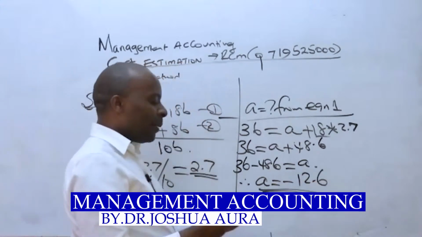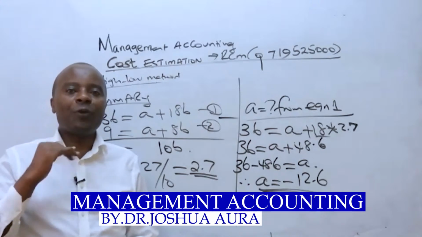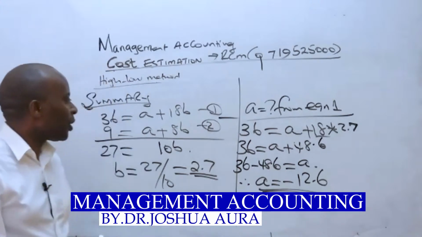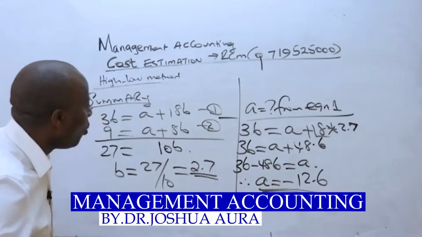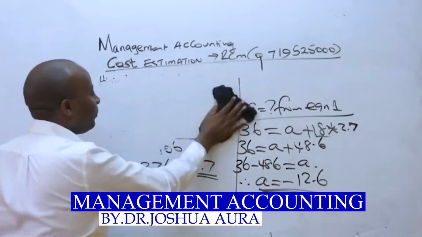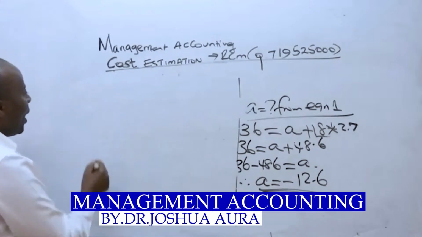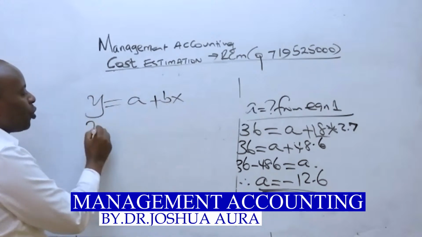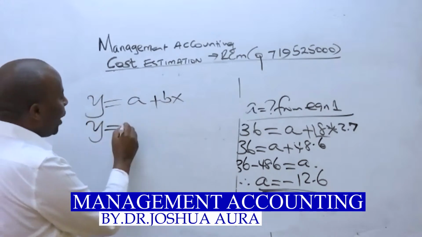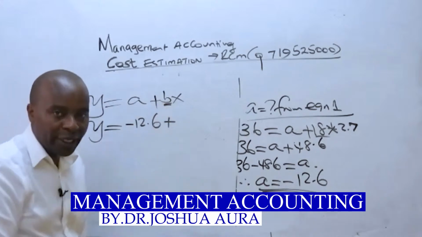12.6. Now, I happen to have the very important constituents of my high-low equation. So we know that our y here is supposed to be equal to A plus bx. So our y here will be equal to A, which is negative 12.6, plus b, which we found as 2.7.